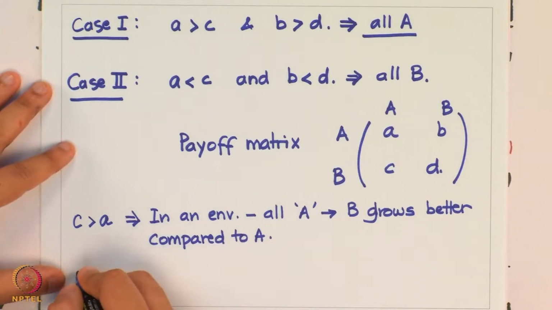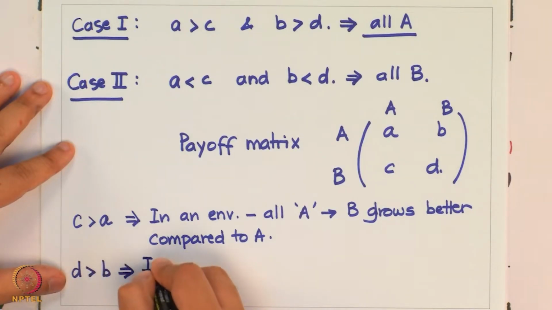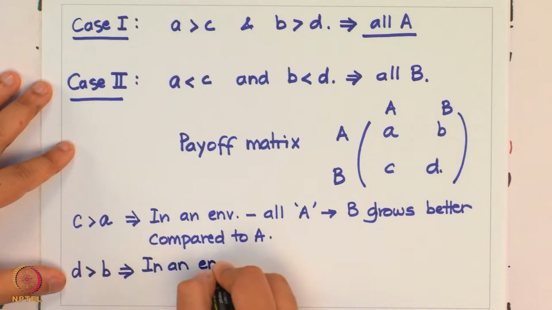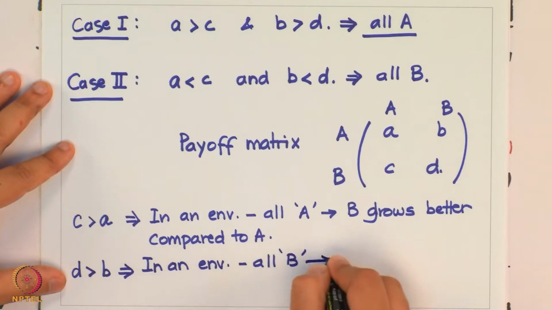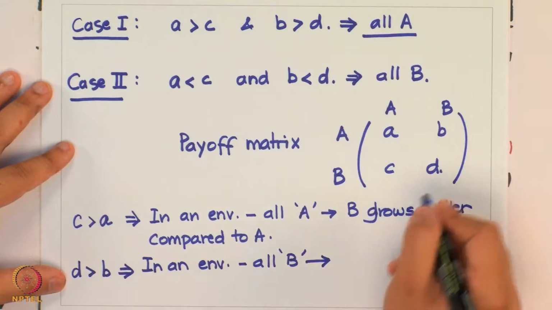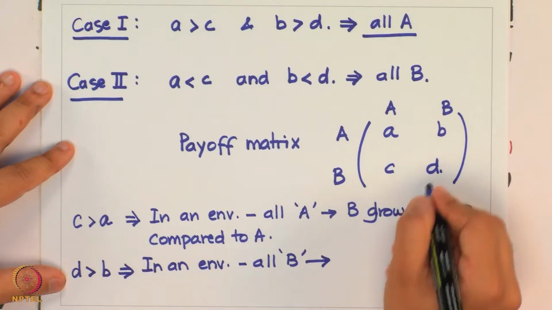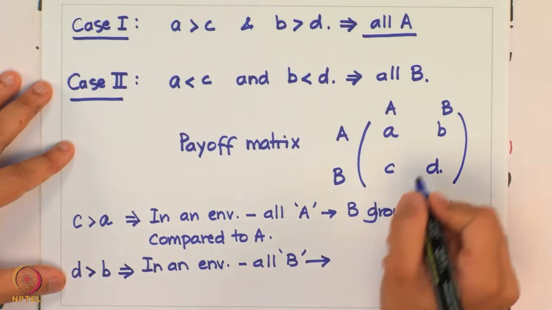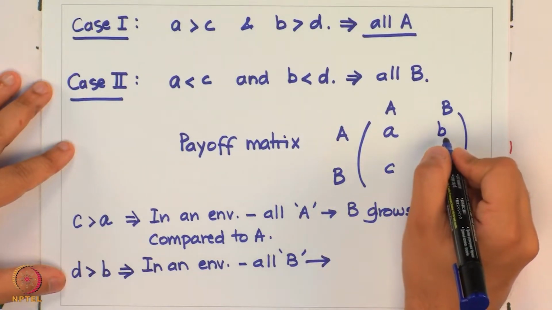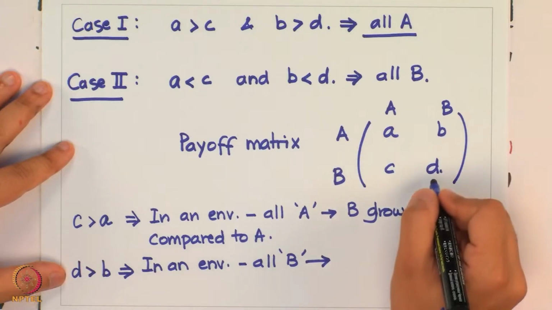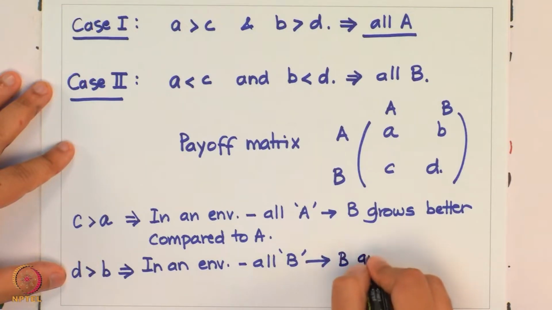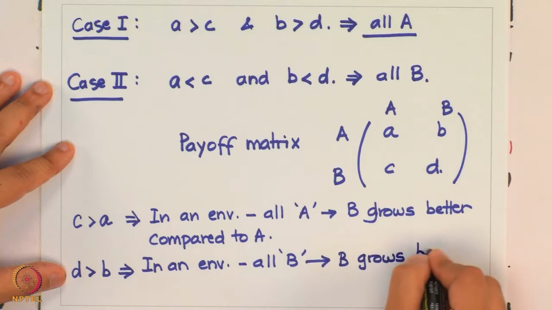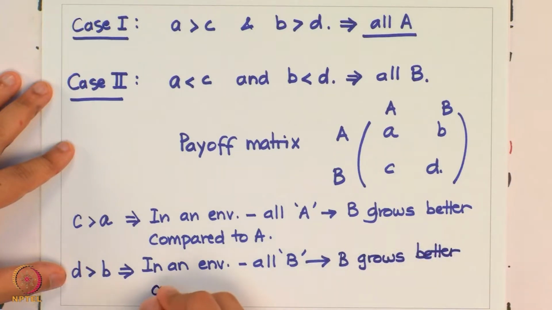And the other condition is that D is bigger than B, which implies that in an environment where there are all B's, if you were to add an individual of genotype B, that would grow at growth rate D, and if you were to add an individual of genotype A, that individual will grow at growth rate B. Since D is bigger than B, you are saying in this particular environment B grows better compared to A.